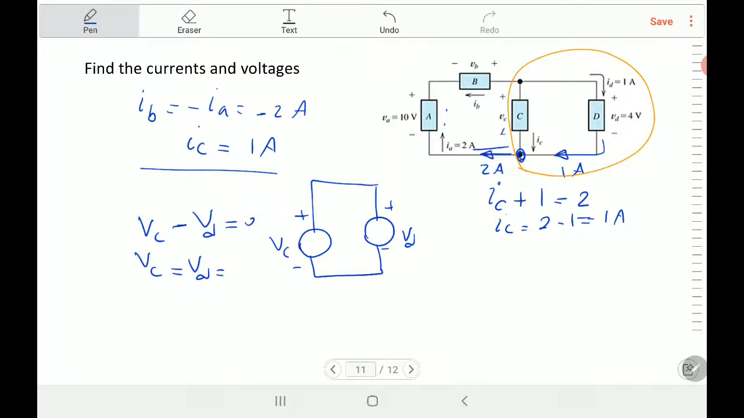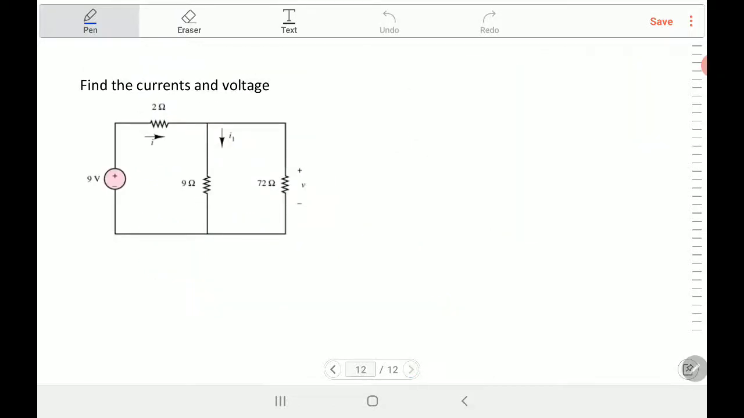And what's VD? For voltage, I want to show you it's very simple. When you look at the problem here in the beginning, you think it's really hard, but it's not hard at all. It's easy, but it depends on your understanding of Kirchhoff current law and Kirchhoff voltage law. Okay, let's move ahead. Find the currents and the voltage.